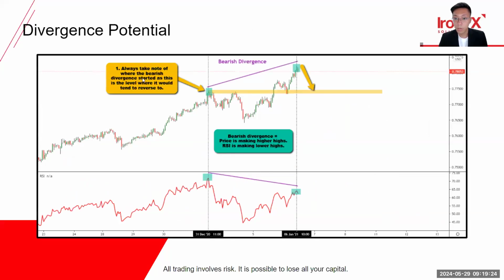Okay, so for divergence, always take note where the bearish divergence has started, as this is the level where it would tend to reverse to. Not a lot of people know this parameter of the stochastic. Let me just show you.